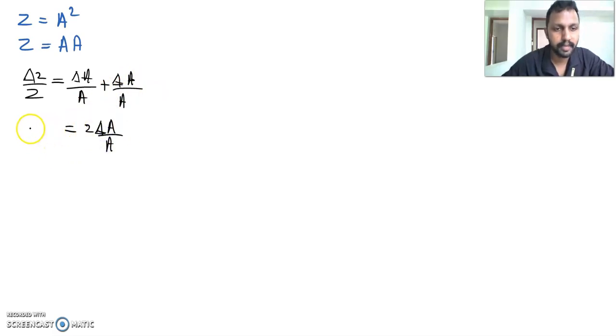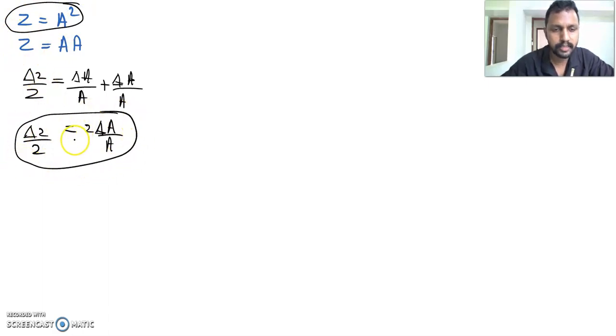2 delta A by A. What? Delta Z by Z. Look over here. If Z is equal to A square, means delta Z by Z is 2 delta A by A. Then let me say, what if Z is equal to A cube is the situation?